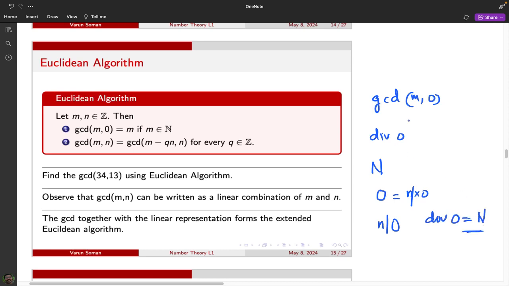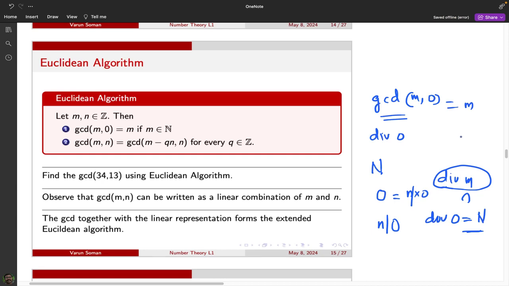Now if you want to find out GCD of m and 0, you take the divisor set of m and look at the intersection. What would be the intersection? The divisor set of m would be a subset of the natural numbers, and the divisors of 0 are the entire natural numbers. So the common divisor set would simply be the divisor set of m. So the GCD of m and 0 is nothing but m itself.